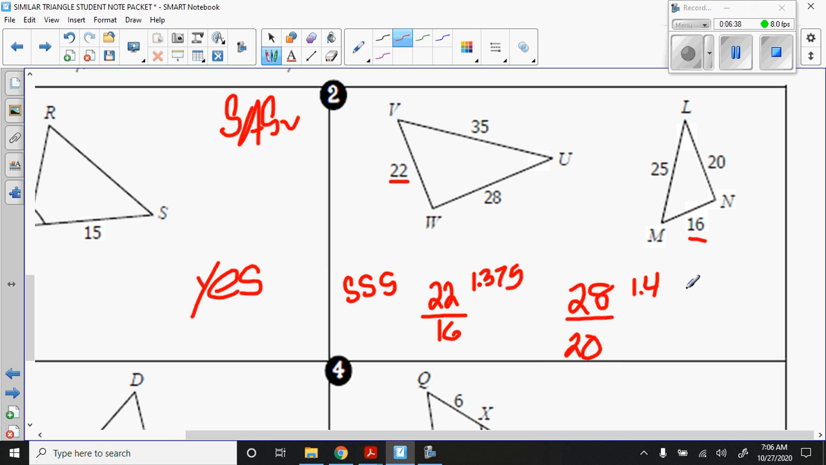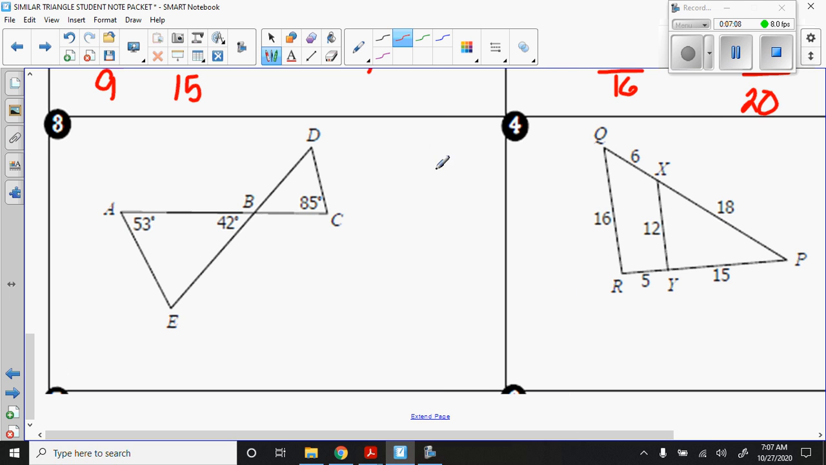I already now know that these are not similar. These decimals need to be exactly the same on all 3 sides. So I already caught 2 that aren't the same. So I'm saying no, these are not similar. And this is what it would look like if you caught it. So these are different. All 3 of them had to be exactly the same number for them to be similar.